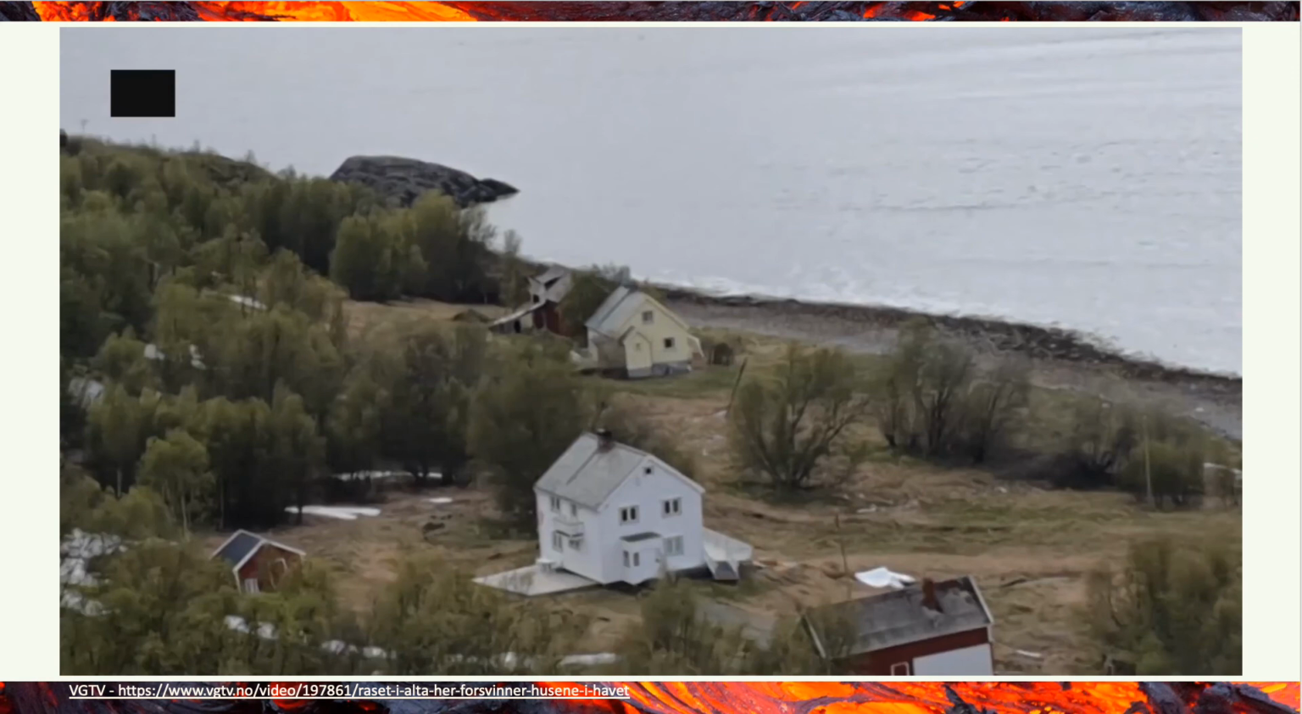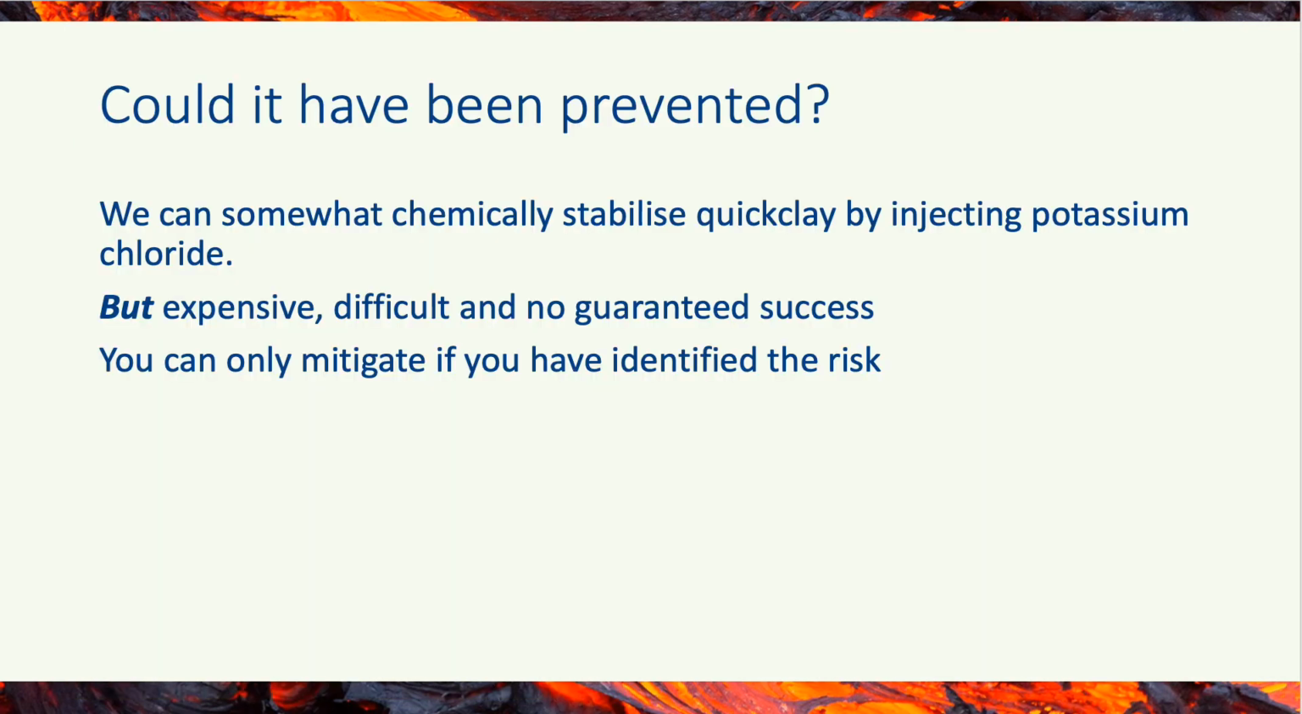So as you can see from this video, could this event have been prevented? Well, quick clays can be treated. You can chemically stabilize them by injecting something called potassium chloride. This essentially replaces the salt in the quick clay, and potassium chloride isn't water soluble, so it's stabilized against freshwater ingress. The problem is this is expensive. It's also quite difficult to get that material into the clay, and there's no guaranteed success.